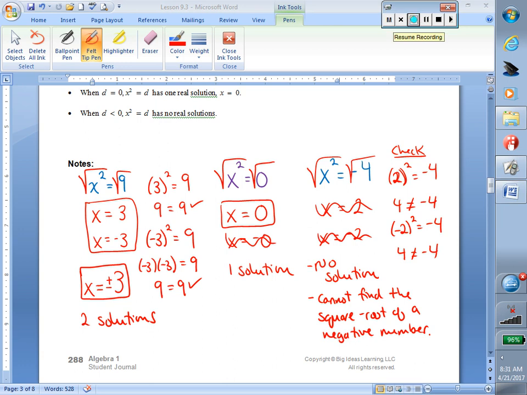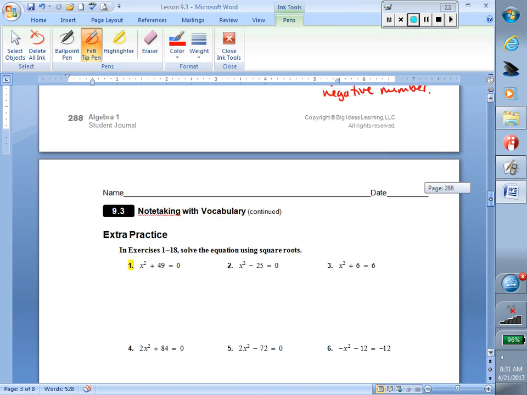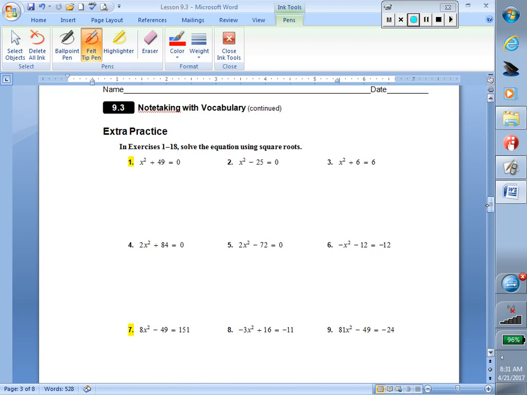So our three possibilities when solving a quadratic equation using square roots: we could have two solutions, one solution, or we might not have any solutions. Those are our three possibilities. So now let's continue on. Let's turn to the next page, page 289, and let's continue solving our quadratic equations using square roots.